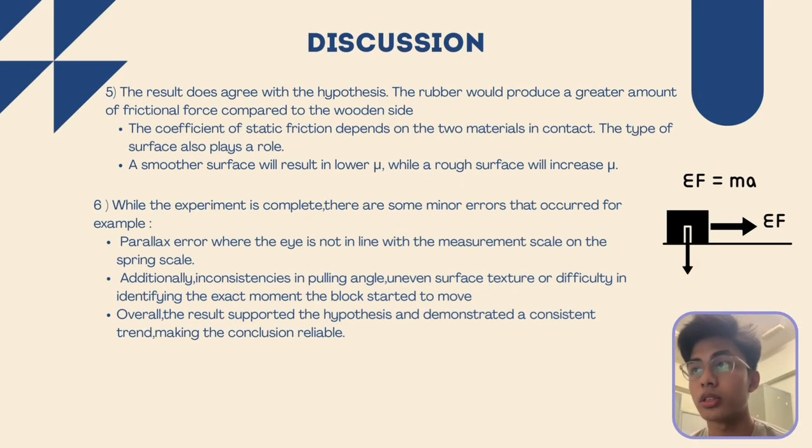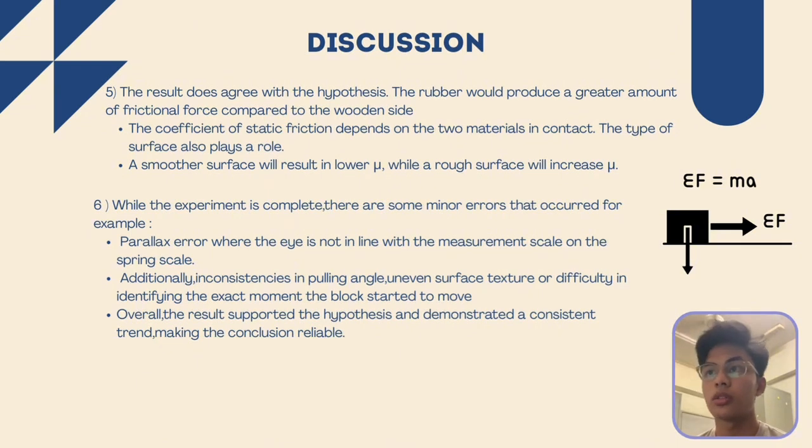Others agree with the hypothesis: the rubber will produce a greater amount of frictional force compared to the wooden sides based on the data. The coefficient of static friction depends on the two materials in contact. The type of surface also plays a role. A smoother surface will result in a lower mu, while a rough surface will increase mu.